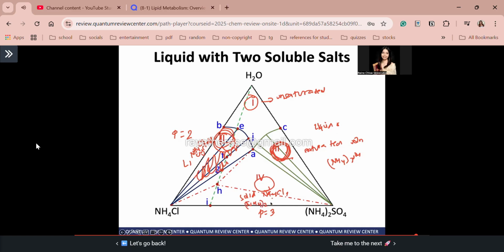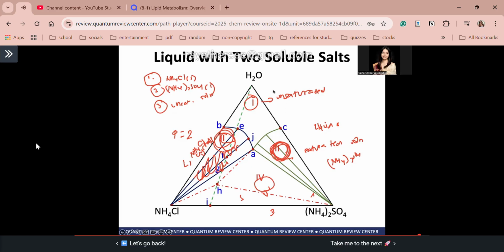(NH4)2SO4 crystals. And the third one is the unsaturated solution between NH4Cl and (NH4)2SO4. Okay, so again, let's list it for clarity. At region 4, you have 1, NH4Cl solid, 2, (NH4)2SO4 solid, and third, the unsaturated solution between ammonium chloride and ammonium sulfate. Again, we have here all the solid crystals and the unsaturated solution between ammonium chloride and ammonium sulfate. I hope it's clear, guys.